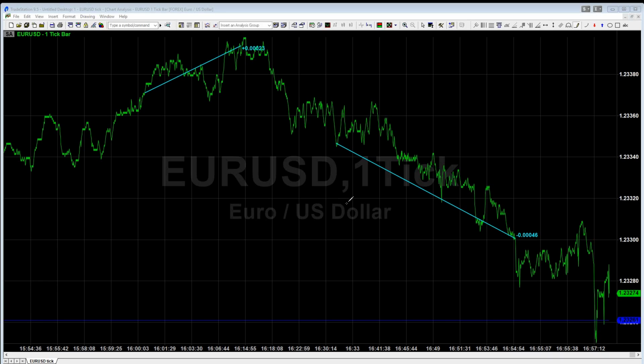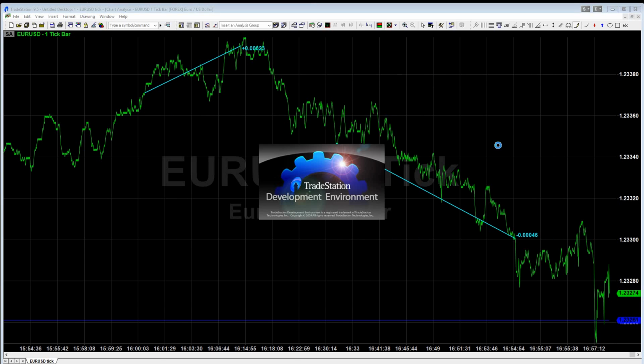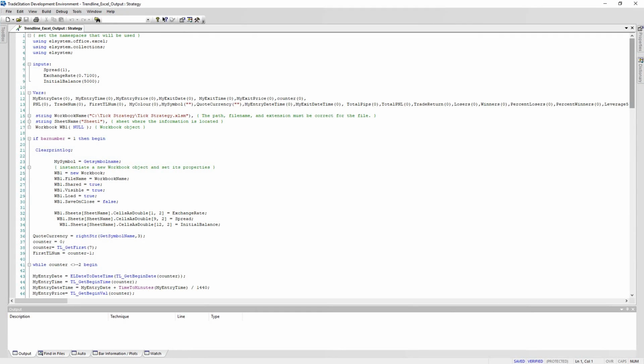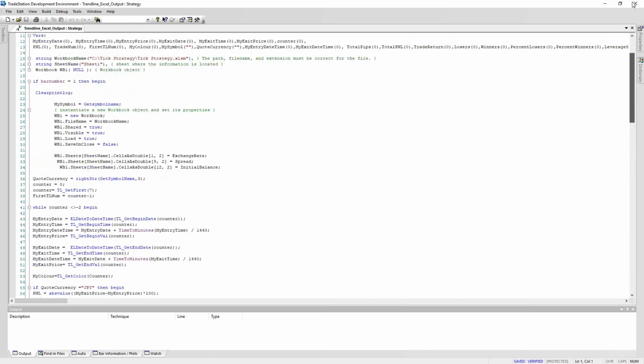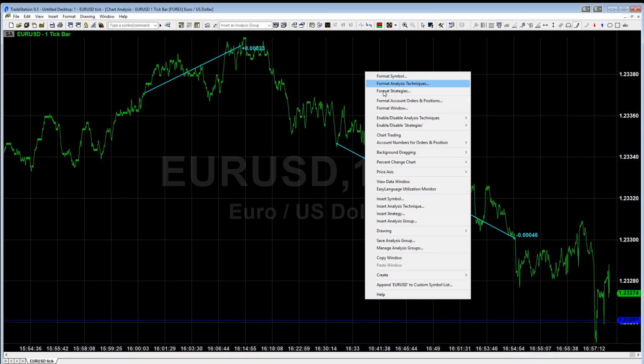So once I've marked all of the trades for a day on the chart, using the logic that the software will use, we can then export these trades to a spreadsheet. TradeStation has its own programming language called EasyLanguage, and I've written the code in here to export all of those trend lines to a spreadsheet. So we'll go ahead and do that now.